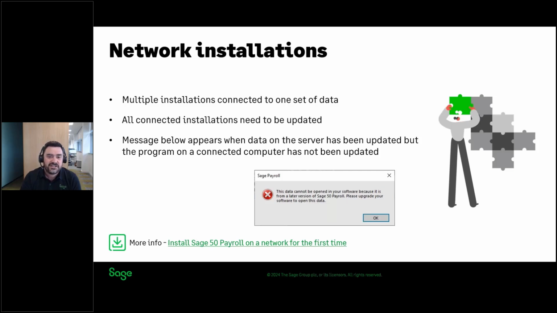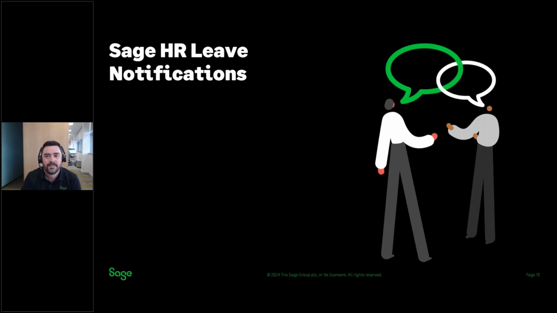So that's your installation done, and that's you all updated onto version 30.02. So what we're going to look at for the rest of the webinar is what's changed in this new version. And we're going to start with a brand new feature, an enhancement to the current functionality where you can integrate Sage HR with Sage Payroll. And this is the introduction of leave notifications.